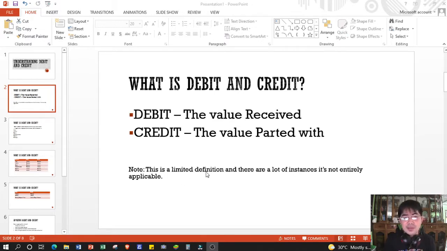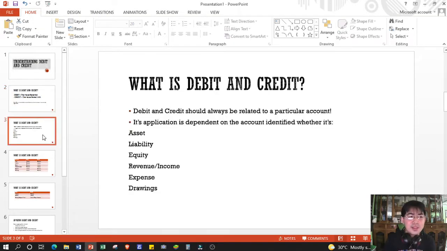That is why this is a limited definition and there are a lot of instances that it's not entirely applicable, such as sa katong transactions nga murag wala man kay nadawat, wala man kay pagawas, wala may value nga nagpart with ka. That is why it's difficult to understand sa katong mga instances unsay gamit aning debit and credit. So for me, debit and credit should always be related to a particular account. Para sa ako mas dali nga walay definition.